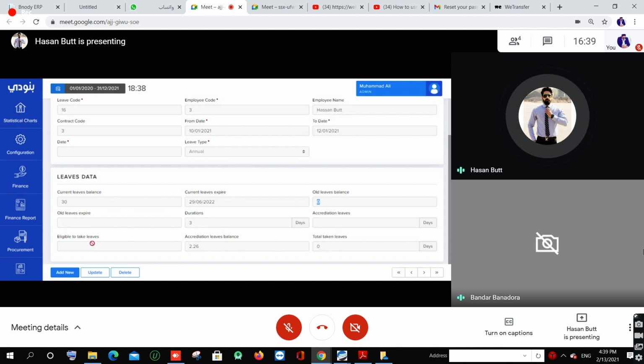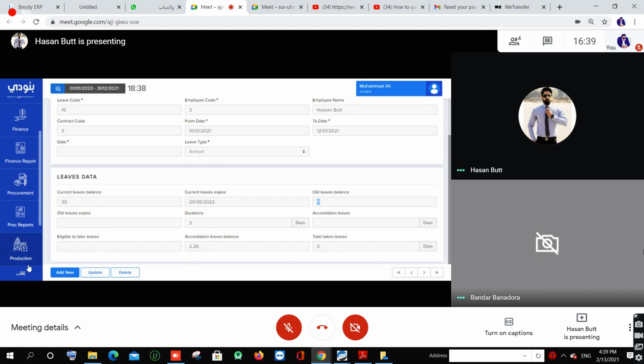And he is not eligible to take leaves, because, as you know, he is getting his first-time leaves. So all options are, alhamdulillah, available in our HR.